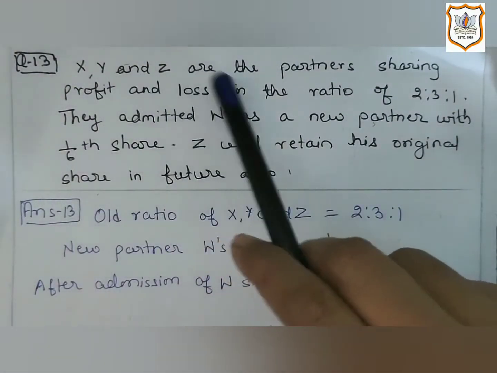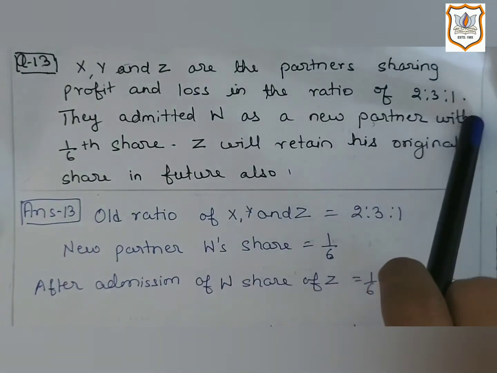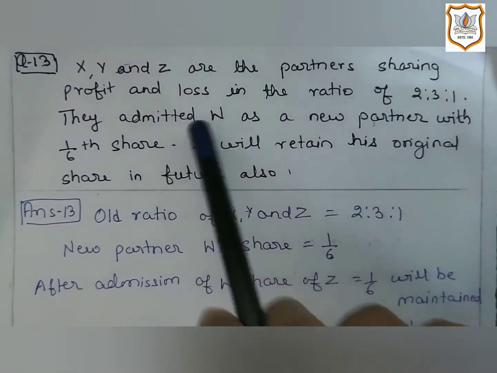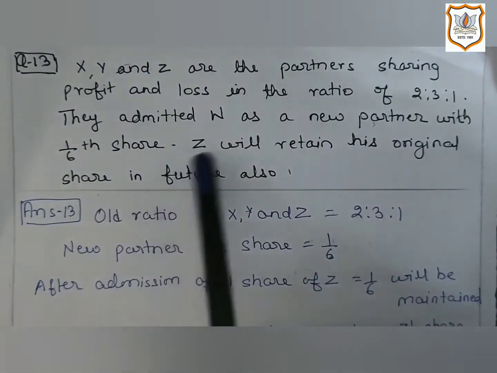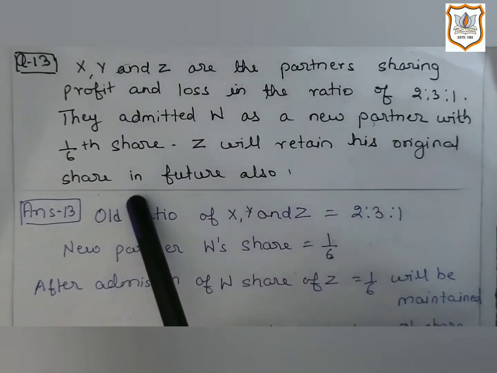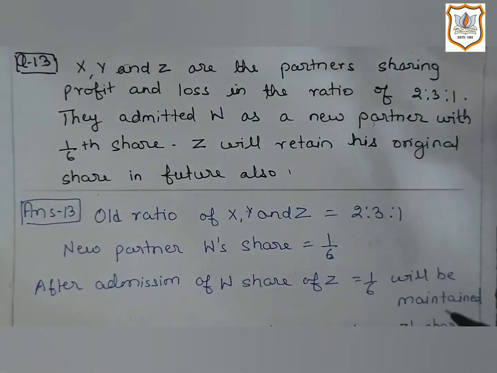X, Y and Z are the partners sharing profit and loss in the ratio of 2 is to 3 is to 1. They admitted W as a new partner with 1/6 share. Z will retain his original share in future also. So here we are given these many informations.